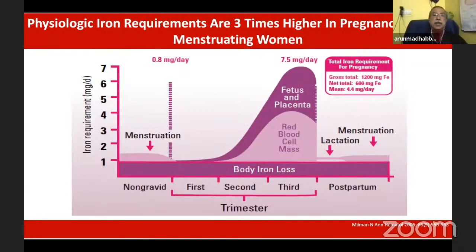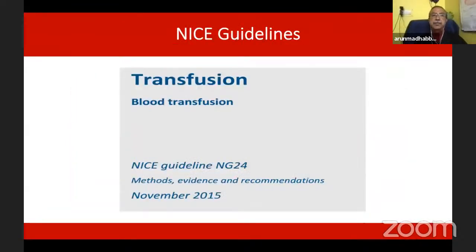But if we optimize this, if we are aware that physiological iron requirements are 3 times higher in pregnancy than in a menstruating woman, we can always build up the iron store during pregnancy or even before pregnancy, and thereby allow that particular woman to stand the blood loss much better. Definitely, the requirement of transfusion will go down drastically.